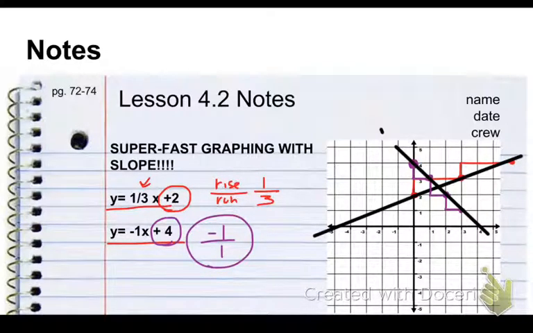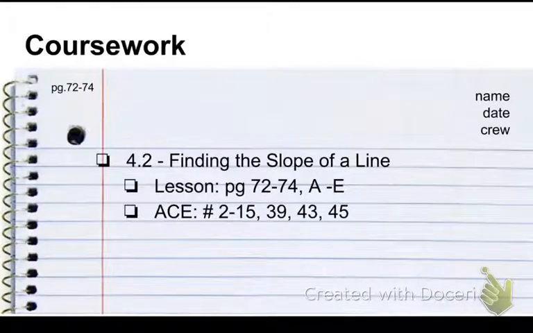And again, if you don't believe me, go ahead and put this into a graphing calculator and see what happens. They work every time. As long as you can clearly understand where the values are on a table or on a graph, you can find slope. And if you can find slope, you can graph it or you can solve it. You can do all kinds of neat stuff without having to do a whole lot of math once you understand the pattern. The practice for finding this pattern is on pages 72 through 74, A through E, and your ACE problems 2 through 15, 39, 43, and 45. Have fun.